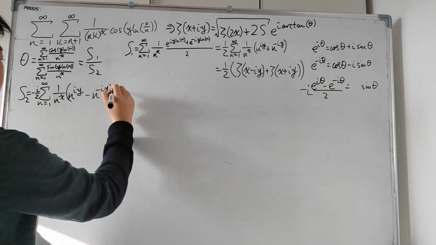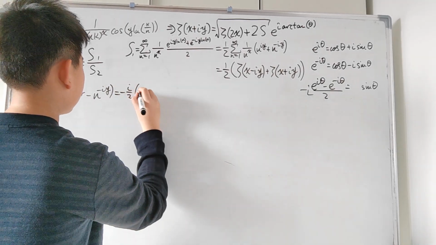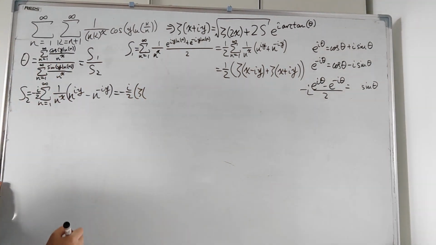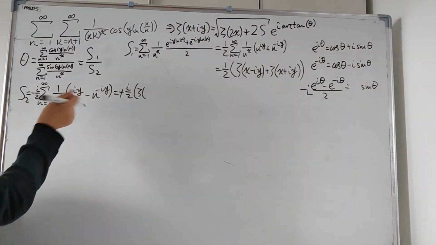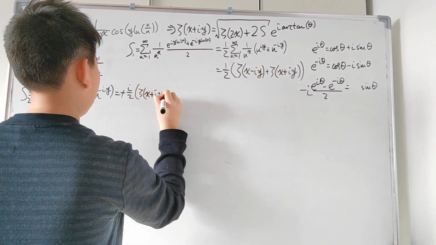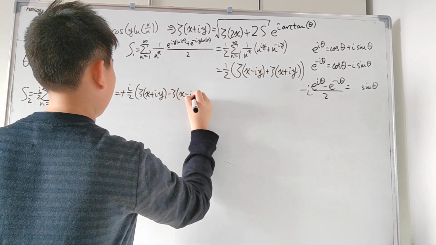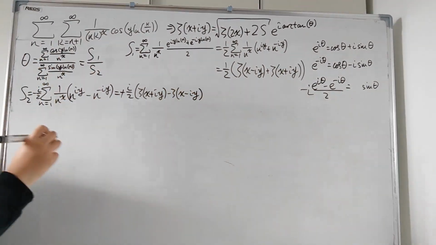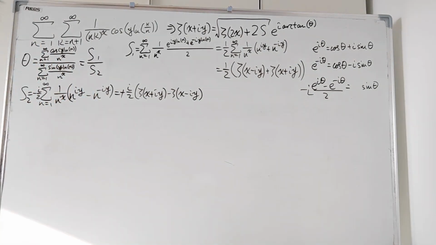And then we can use the Riemann zeta function again. We have negative i over 2 times the Riemann zeta function of, we're actually going to turn this negative into positive, that will switch these two around. So we have zeta of x plus iy minus zeta of x minus iy. And this is what we have for our two sums.